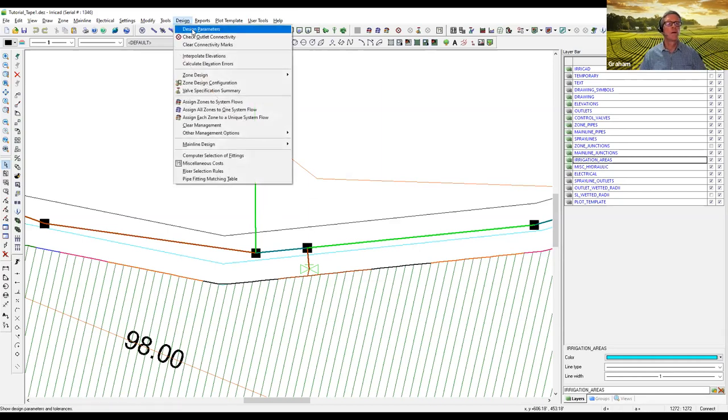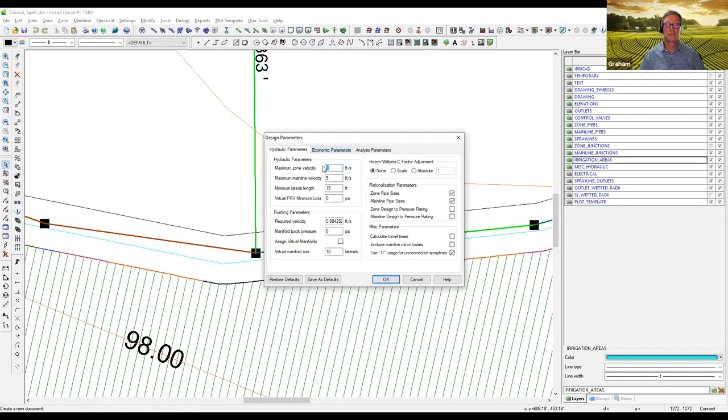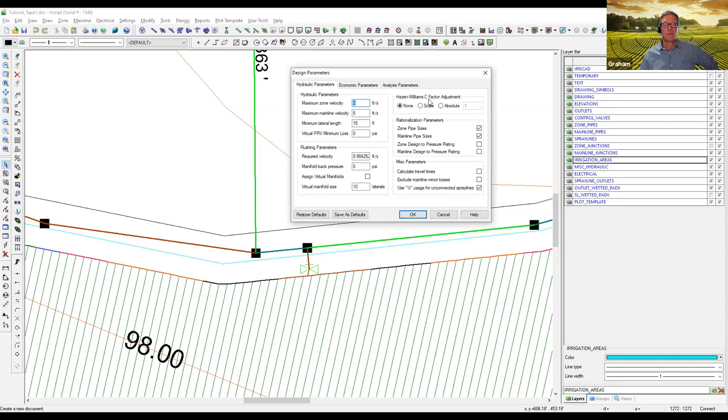In our hydraulic parameters, there are some options for rationalizing pipe diameters. And I have both zone and mainline checked. So really the design process is the same, but this puts one other step after the design process that you don't really see. And it looks to see if anything like this goes on. And if it does, it resolves it. So now I've checked that.